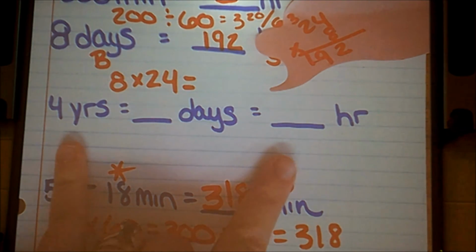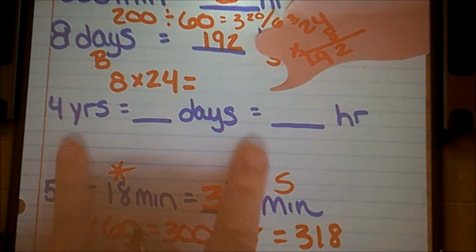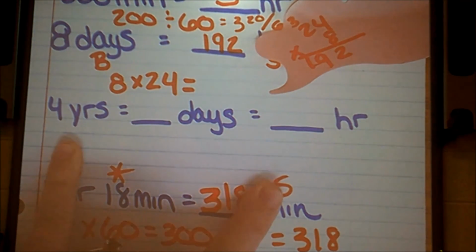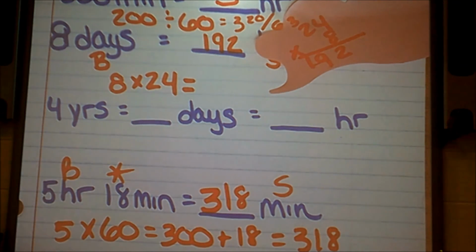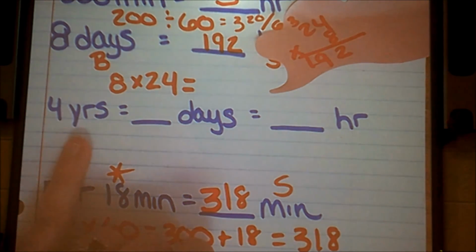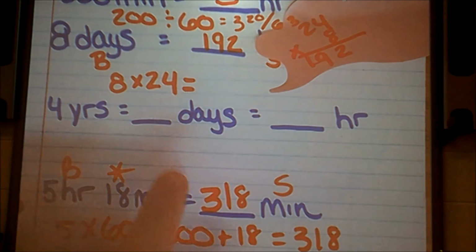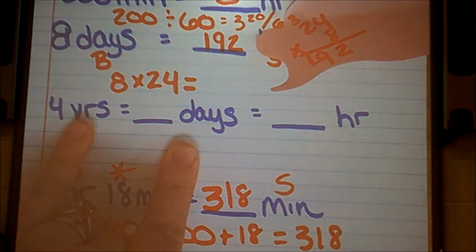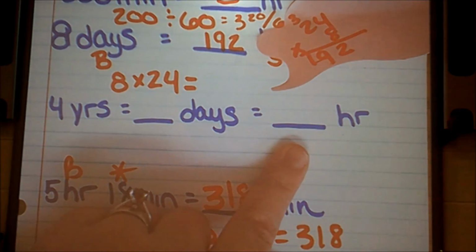This problem here, I'd love to see you guys work on your own. Show me what great converters you are, time converters, kind of like time travelers, but you're converting instead of traveling. What I want you to do is turn 4 years into days, and I also want you to turn that same 4 years into hours.